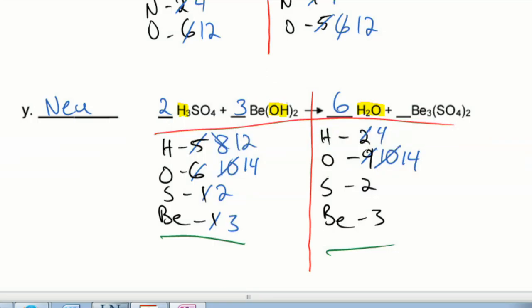That changed my oxygens and hydrogens, and it also made my oxygens even on both sides, and my hydrogens. So I think once you balance the beryllium, it should kind of fall into place. The next thing I would do is the sulfurs. So I would go, hydrogen isn't balanced, 6, and 6 is 12, 6 is 12. I have two groups of 3 here, and I have 3 groups of 2 here. So there's 6 and 6, and 6 times 2 is 12. So I'm thinking the hydrogens is balanced, unless I'm missing something.